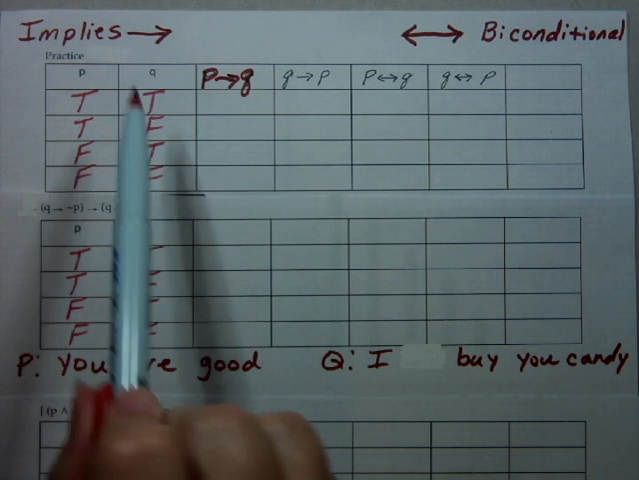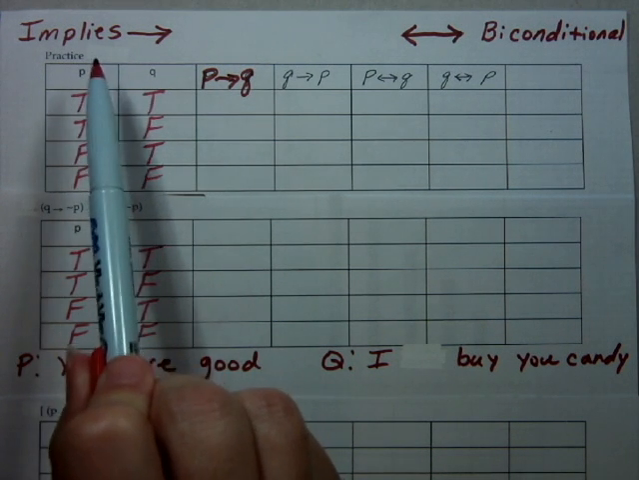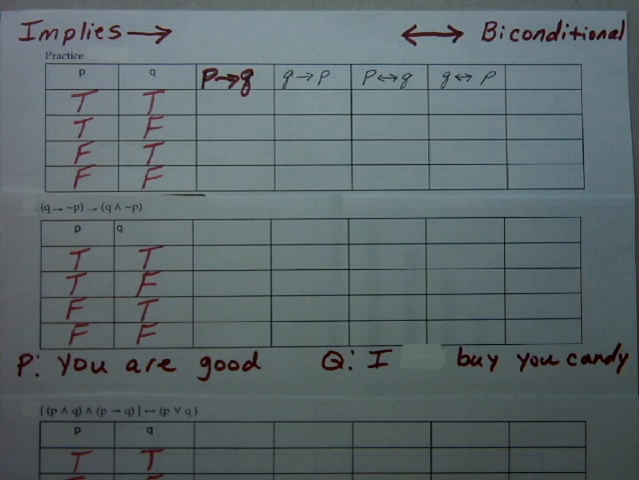Now, the first part of a conditional, what comes before the arrow, is called the antecedent. The second part is the consequent. So in this case, the antecedent is you are good. It's the condition. It's what you must meet. Now, if you do that, there are certain consequences that will happen. That's how I remember the consequent. If you are good, then I will buy you candy. Antecedent, you are good, and consequent, I will buy you candy.